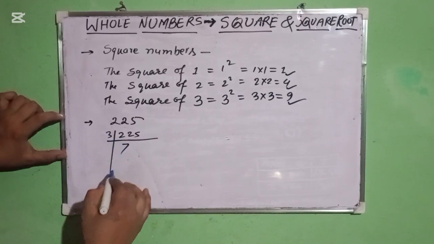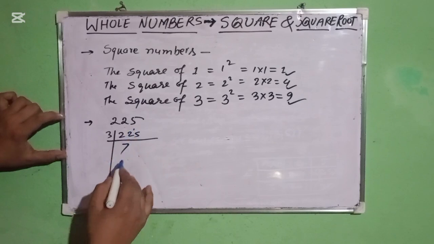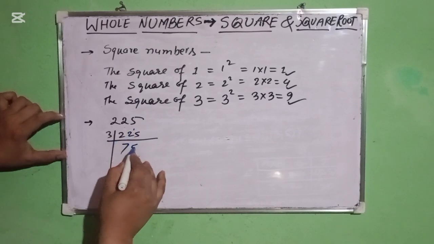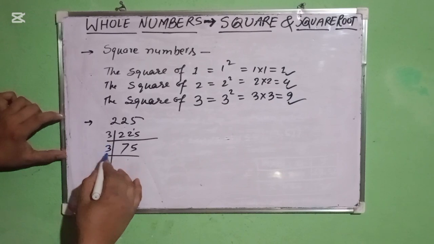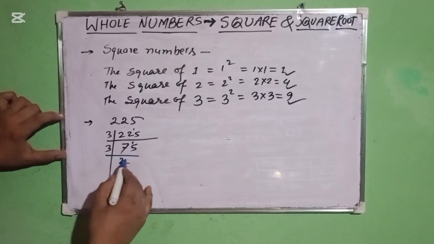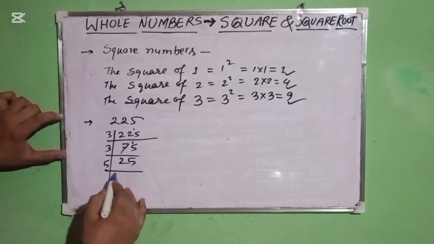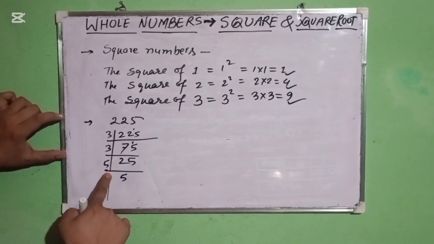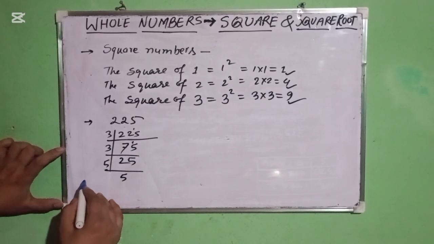3 7s are 21, and 1 remaining, and here will be 15 now. And now 3 5s are 15. Now again you can factorize by 3. 3 2s are 6 and 1 remaining here. 1 goes here, okay? It will be 15 and 3 5s are 15. Now 5 times 5 is 25, okay?